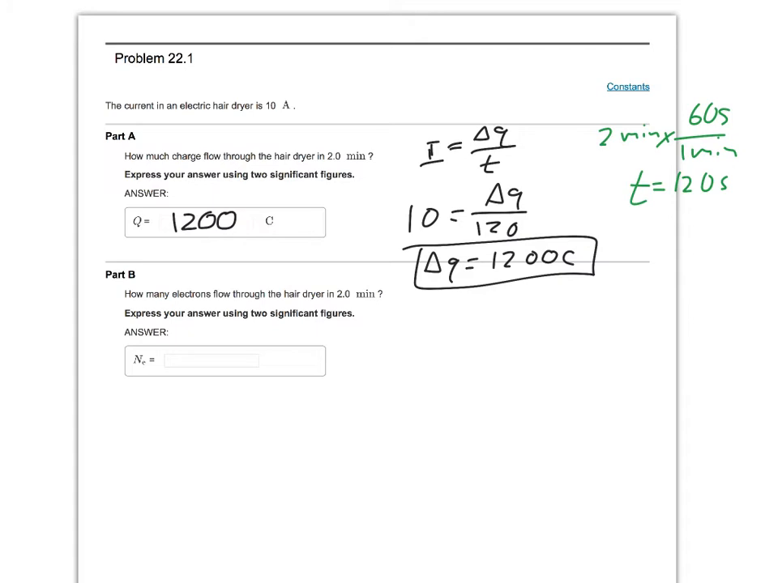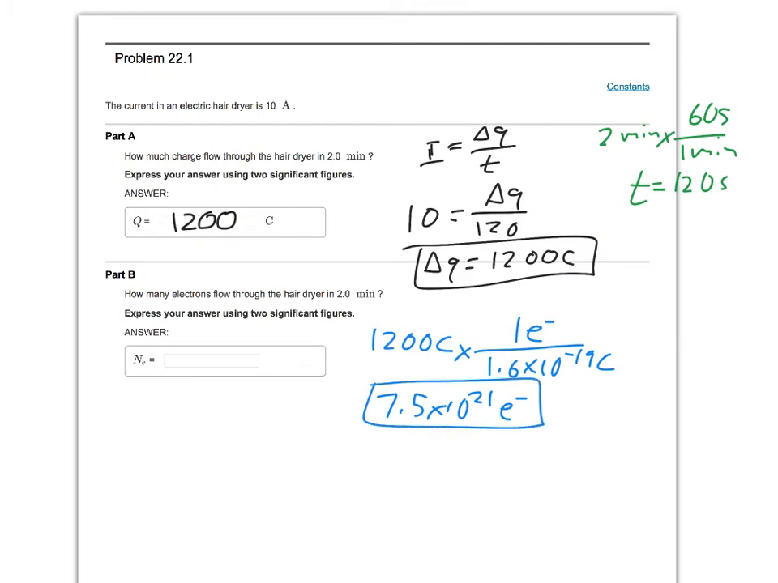For the second part, we want to know how many electrons flow through it, so we can take that 1,200 coulombs and just convert that to electrons. We know that 1.6 times 10 to the negative 19th coulombs is the equivalent of 1 electron, and so we end up getting 7.5 times 10 to the 21st electrons make up that 1,200 coulombs.